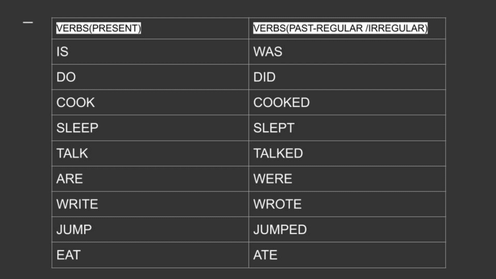What about the others? Sleep, slept. You see there's a change in the spelling. Sleep becomes slept. T is added and one E is reduced. Then look at are. It becomes were. Write becomes wrote. Eat becomes ate. So there's a change in the spelling, and this is the mark of regular and irregular verbs.